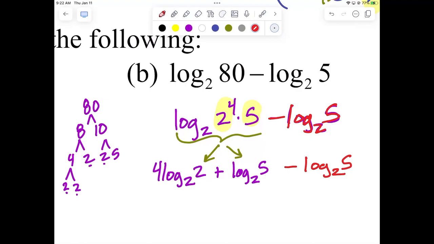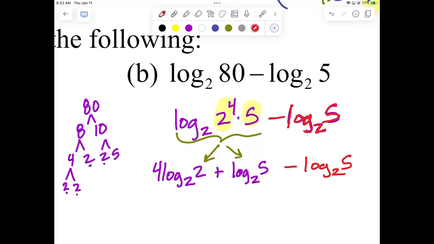What 5? That 5 that was right there, you put that. All right. So this is log base 2 of 2 to the 4th. Yes. And the 4 can come out front. So I'm left with 4 log base 2 of 2 to the 1st. That's the first factor. It's multiplied, so it's plus. And then it's log base 2 of 5.